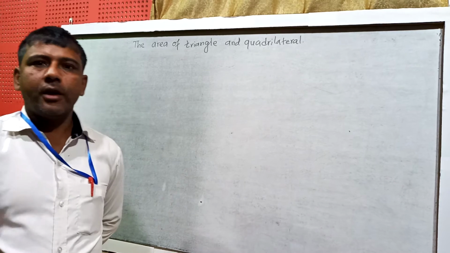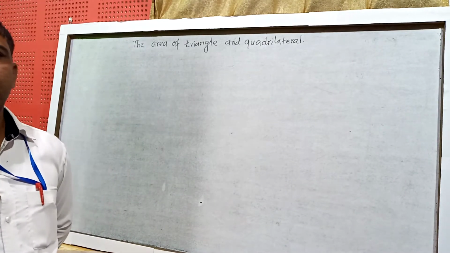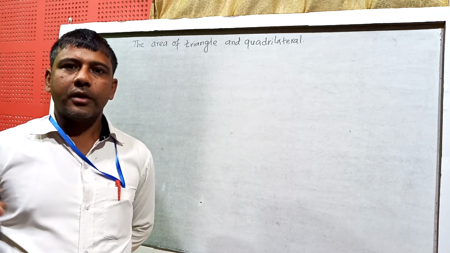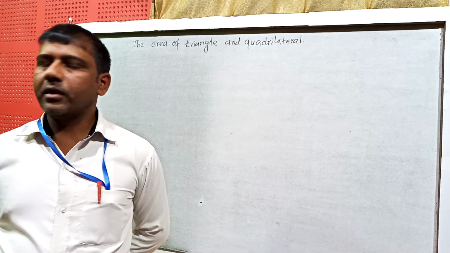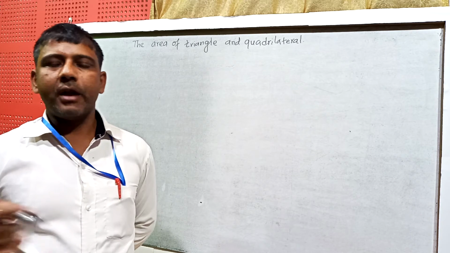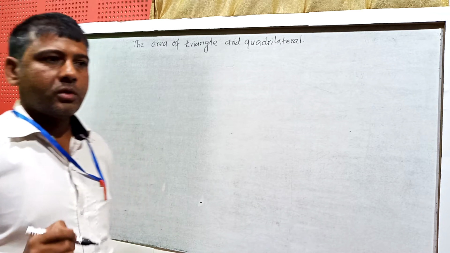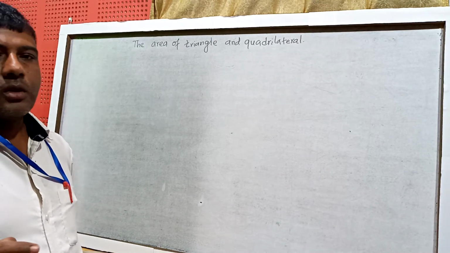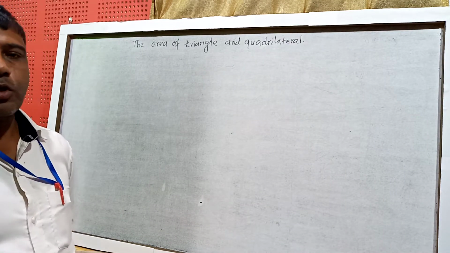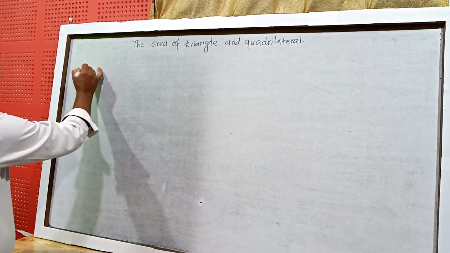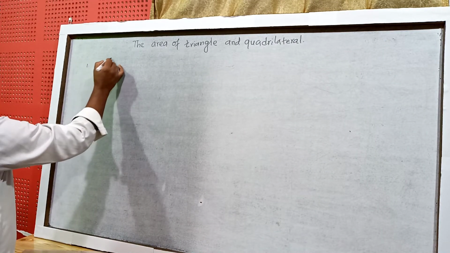We have already learned how to find the area of triangle, rectangle, square, rhombus, parallelograms. Now I am going to review the area of these geometrical figures. First of all, triangle.